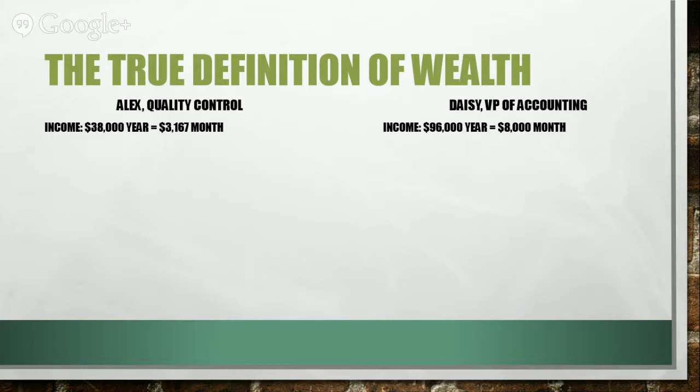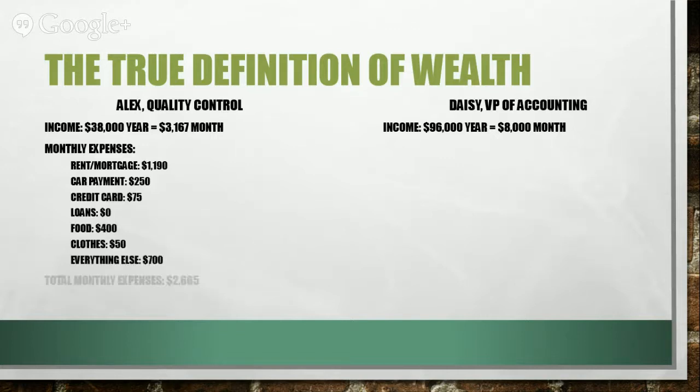So just by looking at these numbers, you're probably thinking, well, Daisy's a lot better off. She's making a lot more money. However, as Robert Kiyosaki said, it's not how much money you make, but how much money you keep.